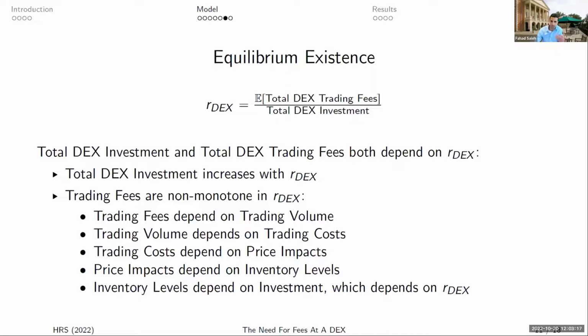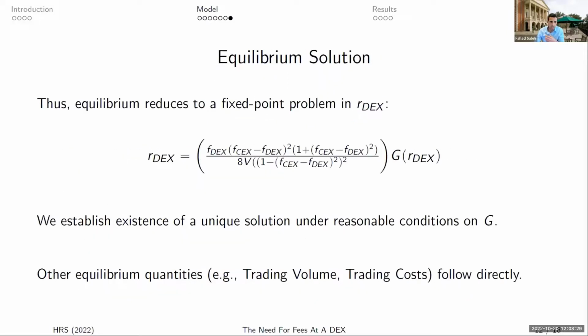And so if you want to actually demonstrate that there is an equilibrium here, you essentially have to compute what the expected trading fees are as a function of the return on investment of the DEX, and the DEX investment as a function of the return on the DEX. And you basically end up with this one equation, this nice fixed point problem, which is now given in the middle of the slide. And importantly, everything in that equation is exogenous except for the return on investment at the DEX. So if there exists a solution to this, there exists an equilibrium. If there exists a unique solution to this, then the equilibrium is unique.